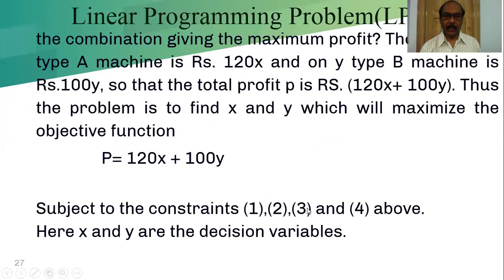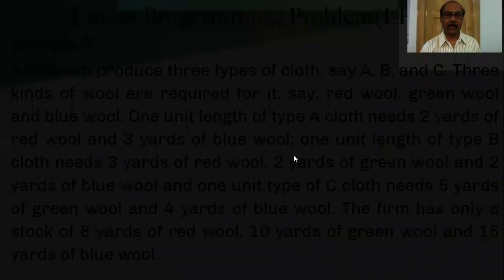Constraints 1 and 2 are for the floor space, 3 is for the restriction of the purchase, that means at least 3 for type A, and 4 is at least 1 for the B type. Along with this is our objective function. We maximize this subject to these constraints, and also x and y greater than or equal to 0. Here x and y are the decision variables. This is one type of formulation.